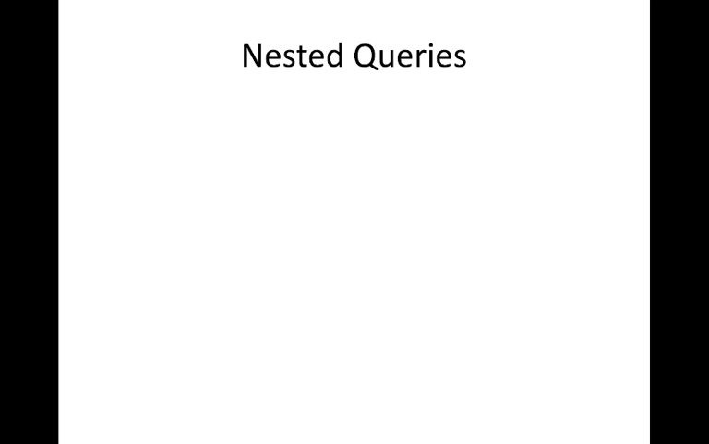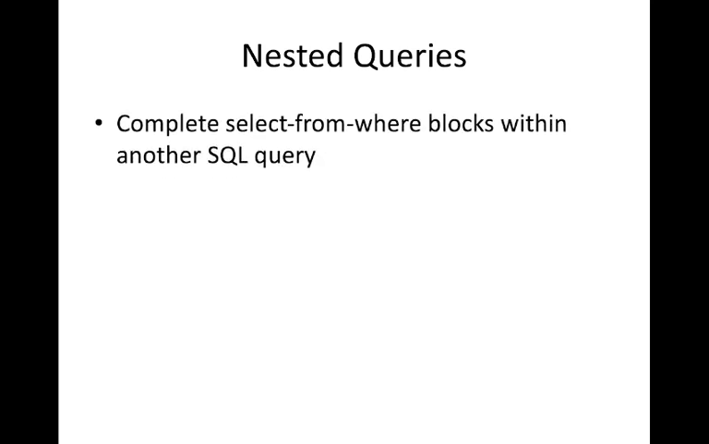Next, we will see nested queries. We have already seen the simple queries like select star, and select from where clause. Now we can have nesting inside these queries. Nesting means a complete select from where block within another SQL query. That is, we have a select from where block, and inside it we insert another select from where query. When you studied C, you have already seen a nested for loop like that. So nesting means one query inside another query.